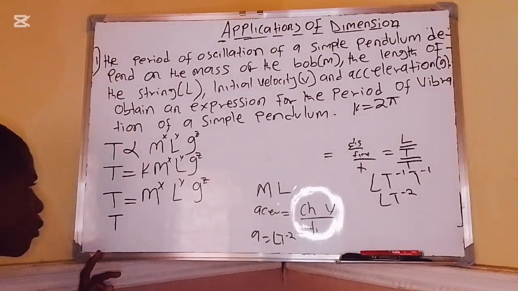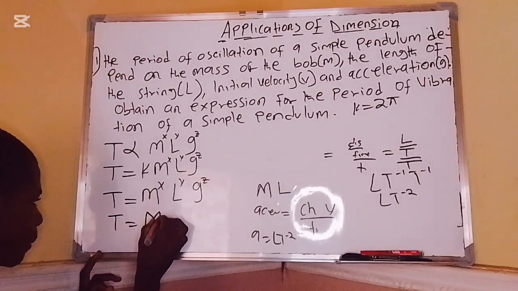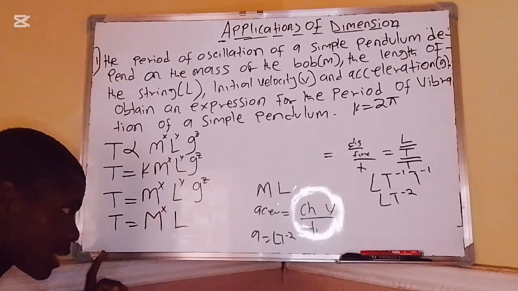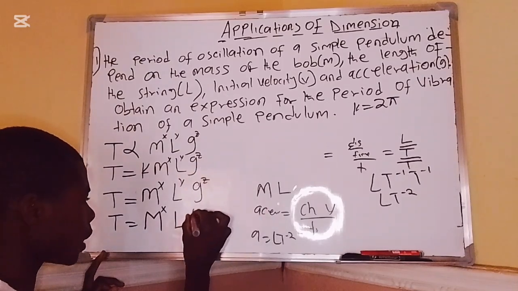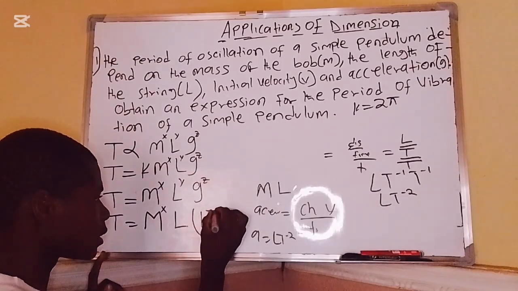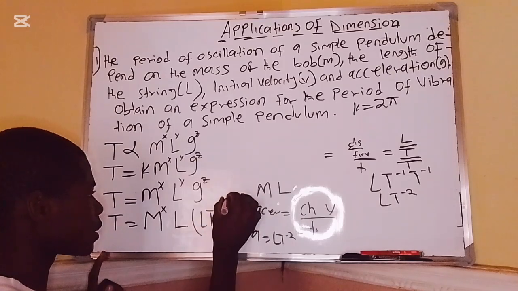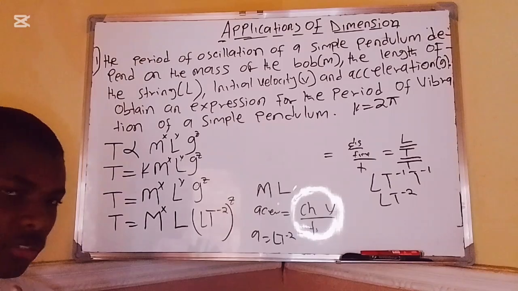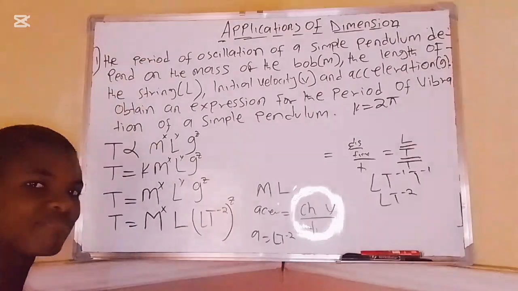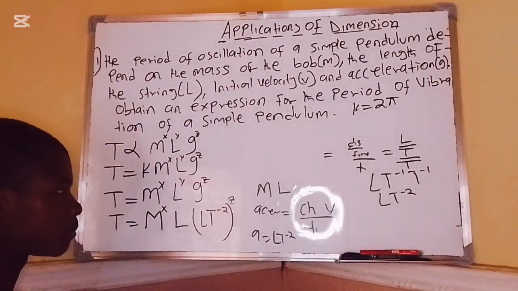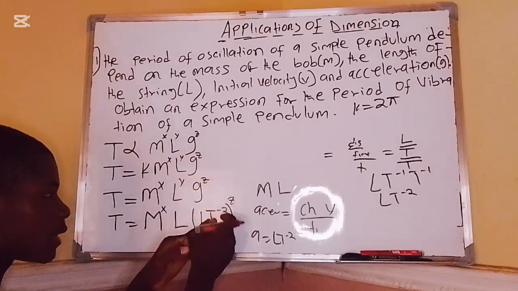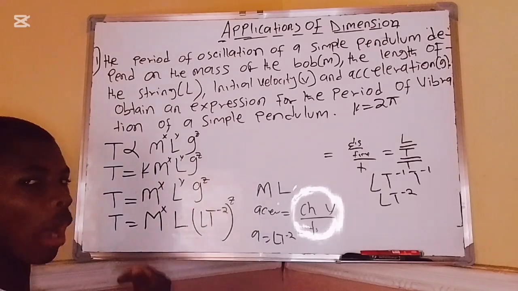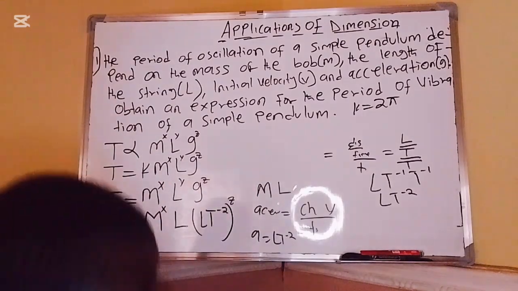So therefore T should now be equal to M to the power x, L to the power y, and g is the same thing as LT to the minus 2, all raised to the power z. I hope you get this one. Please kindly pause the video and see whether there is a point where you might be lost. The g itself is this, and therefore the z contains all this. So now I will distribute the power of z in the bracket. Let me clean the board.